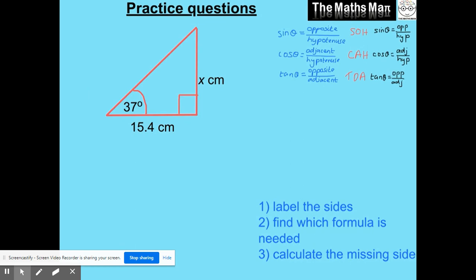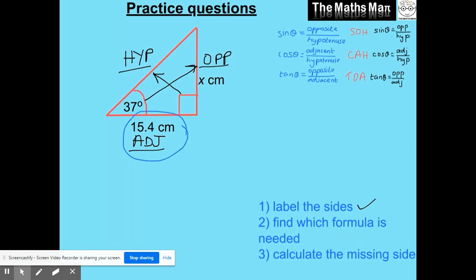In this one again, label the sides. Our hypotenuse, there's no information there. 37 degrees, opposite side to that is x. And the one next to the 37 degrees is 15.4, which is adjacent. So in this case, we have the opposite and we have the adjacent. The adjacent is 15.4 and the opposite is x.